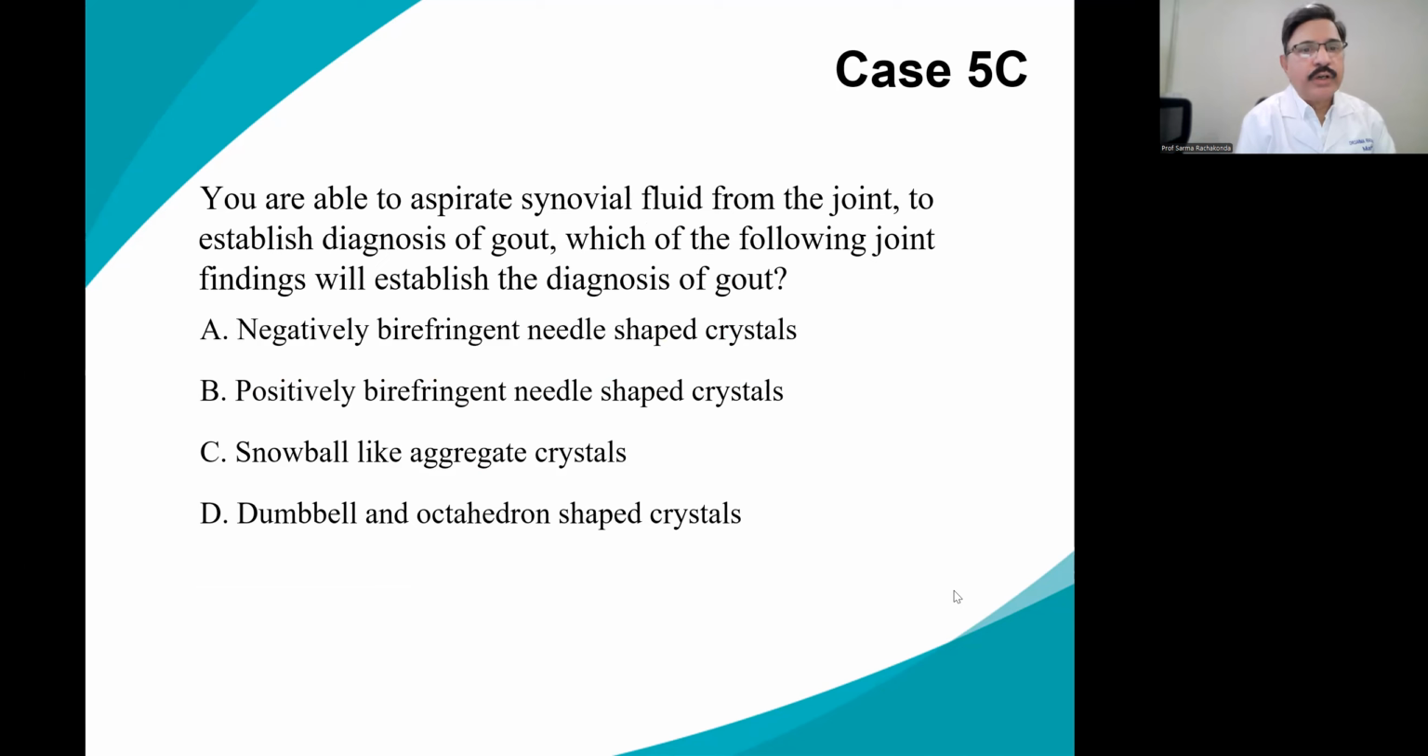Now, there is some more history given. You are able to aspirate from the joint to establish the diagnosis of gout. Which of the following joint findings will establish gout? Negatively birefringent needle-shaped crystals under the polarized microscope. Positively birefringent, no. Snowball-like aggregates, no. Dumbbell-shaped octahedron crystals, no. Only negatively birefringent is right. I have shown you how it looks. And avoid spinach.